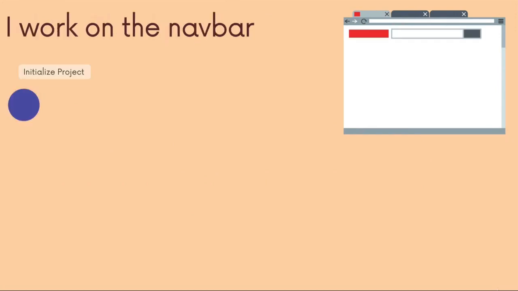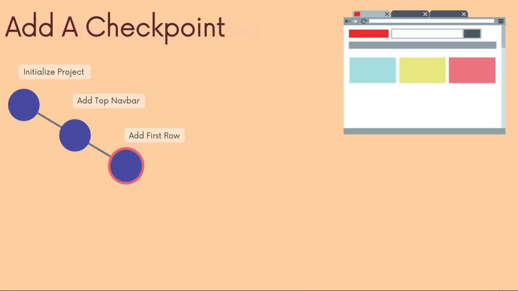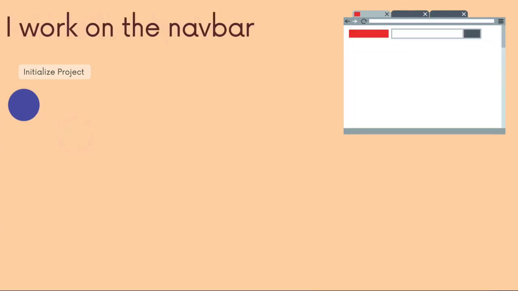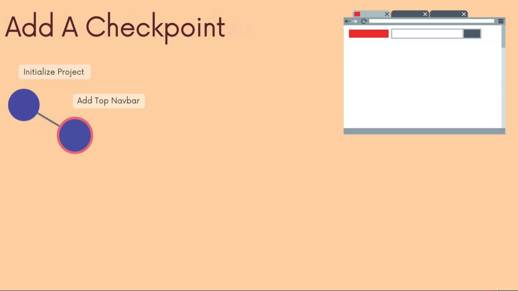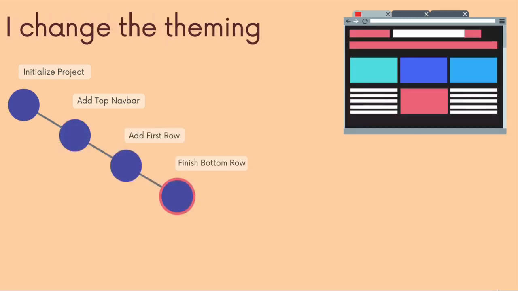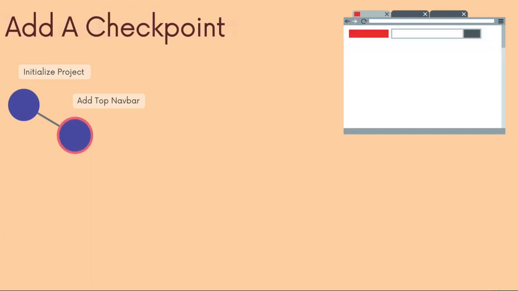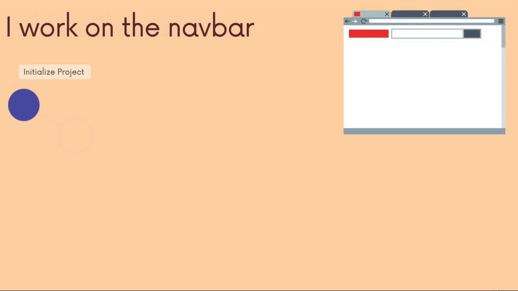And you can see as I progress, feature by feature, I'm building this site out and modifying it. And as I make some progress, I'm adding these checkpoints. That was a term I used when I first introduced these. A checkpoint, a snapshot of my project and its new changes at a moment in time, along with a little message like add top navbar, or add first row of content, or finish bottom row of content, change to dark theme. Well, each one of these checkpoints is actually in Git what we would call a commit.